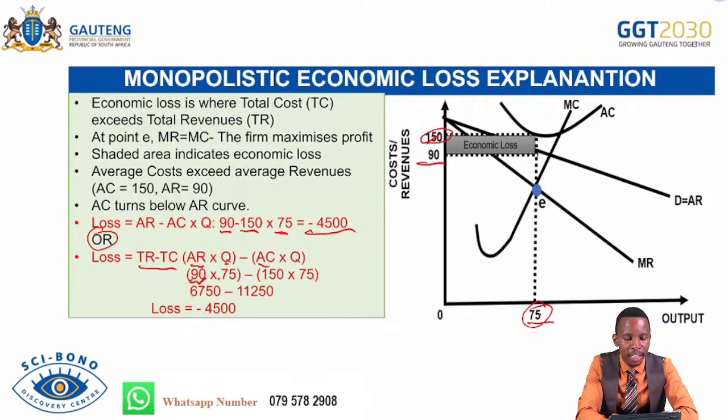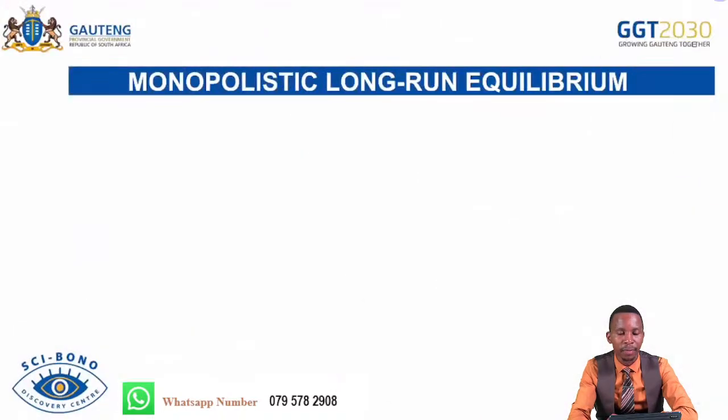And then what do we get? We got 6,750 minus 11,250. That is giving us negative 4,500 as economic loss for the firm. Therefore, the firm is indeed making an economic loss. And then we continue with monopolistic long-run equilibrium.